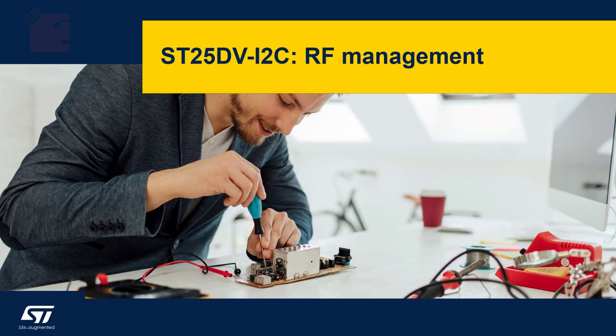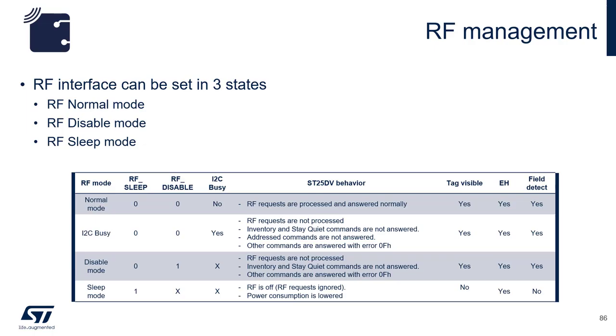Now let's look at the RF management of the ST25DV. The RF interface can be set in three states: RF normal, disable, and sleep mode. In RF normal mode, RF requests are processed and responded to normally. However, if I2C is busy, RF requests will not be processed. Inventory and stay quiet commands are not answered. Addressed commands are not answered, while all the other commands are answered with error code 0FHEX.